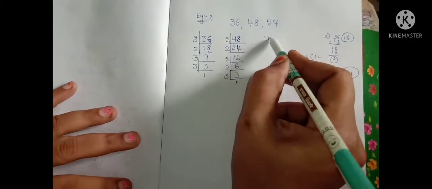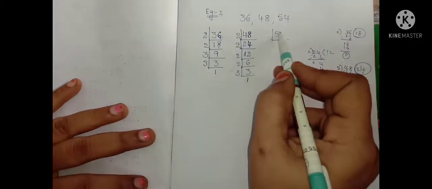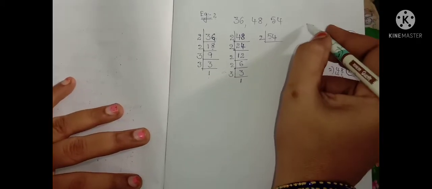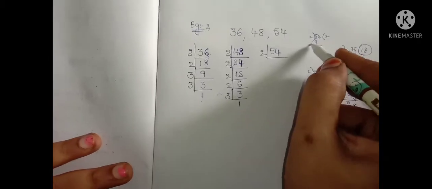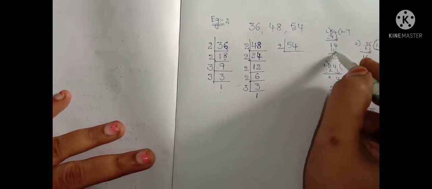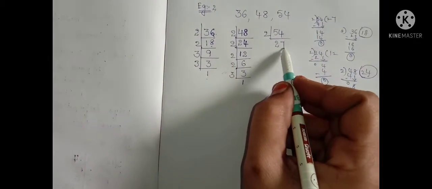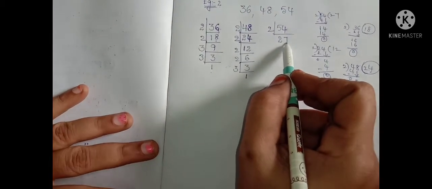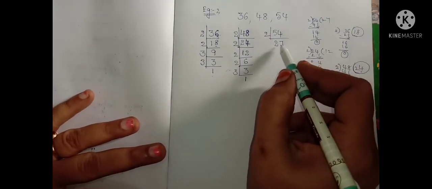Now 54. Here the last digit 4 is there, which is possible in the 2 table. 2 table, how many times is 54? I don't know, that's why I am doing division. See here, 2 2s 4, 5 minus 4 is 1, 4 bring down, 2 7s 14. 27 times I have written. Now the last digit 7 is there, and 7 is not possible in the 2 table. So this number 27 is not possible in the 2 table.